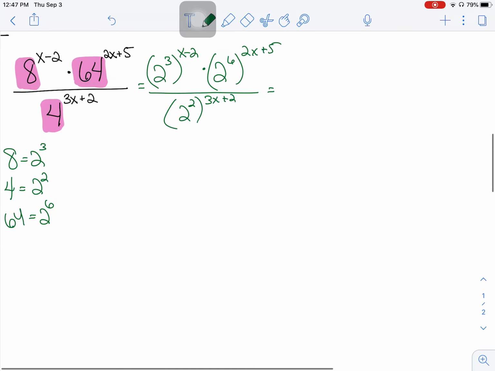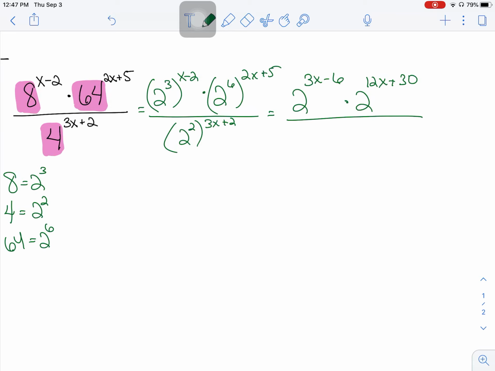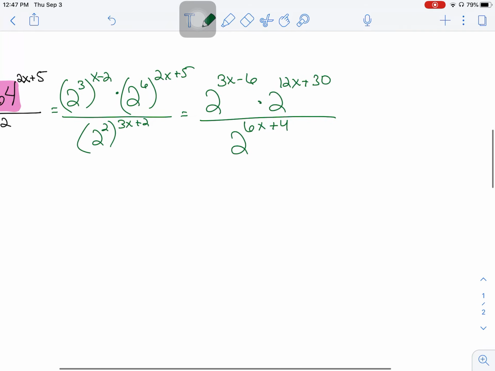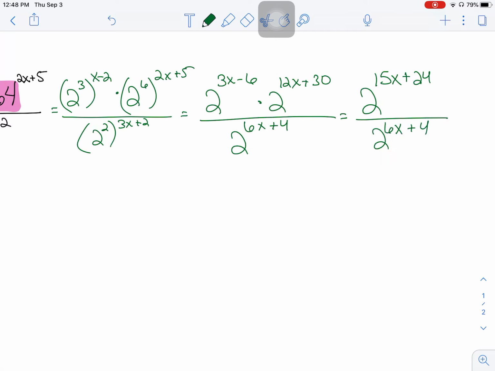All right, so my screen keeps trying to roll on me here. So 2 to the 3x minus 6 times 2 to the 12x plus 30 over 2 to the 6x plus 4. I'm going to keep scrolling to the right here. So now I'm going to deal with my numerator. So this is going to turn into 2, and I'm going to add these exponent expressions together. So I've got 3x plus 12x, so 15x. Negative 6 plus 30 would be plus 24 over 2 to the 6x plus 4.